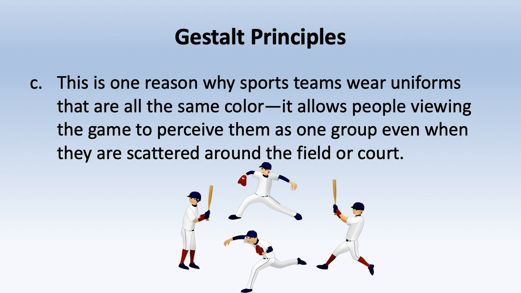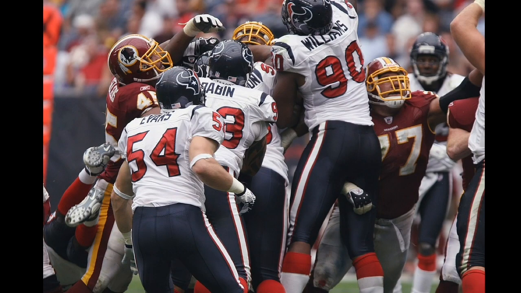This is one of the reasons why sports teams wear uniforms that are all the same color. It allows people viewing the game to perceive them as one group or one team, even when they are scattered around the field or the court. Here's a picture of two football teams, and your mind can automatically associate who is on what team because of that uniform. And so rather than your mind becoming distracted by all the stimuli, all these people, you're able to group the people together in your mind based on their similarity.